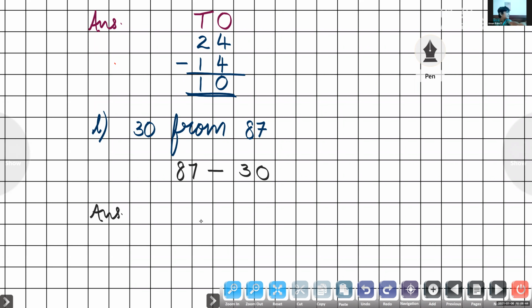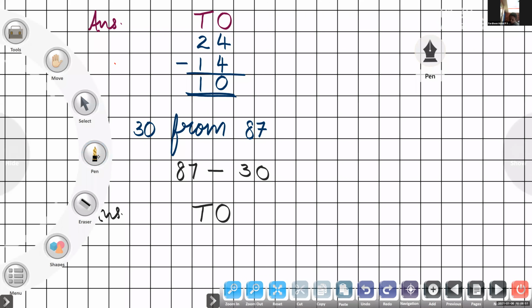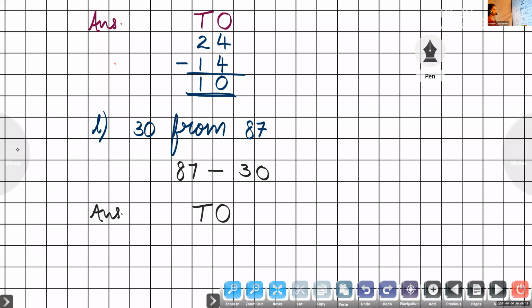Very good, very good. Having two places, tens and ones. Now let us write the number. One minute. Please mute your devices. So 30 from 87, that means 87 minus 30, both are two digit numbers having two places, tens and ones, and the bigger number is 87. 87, smaller number 30, and we are subtracting, so minus symbol.